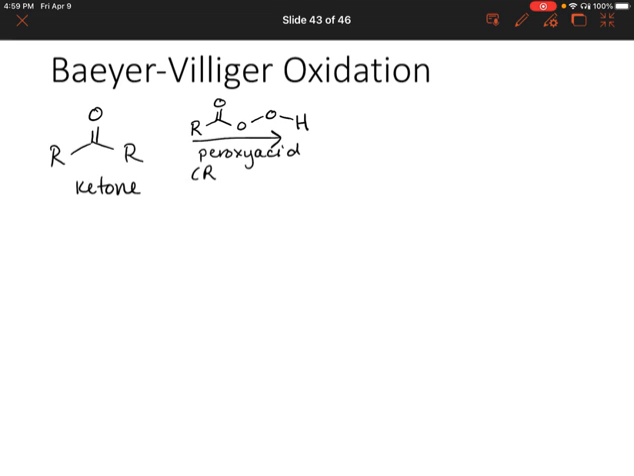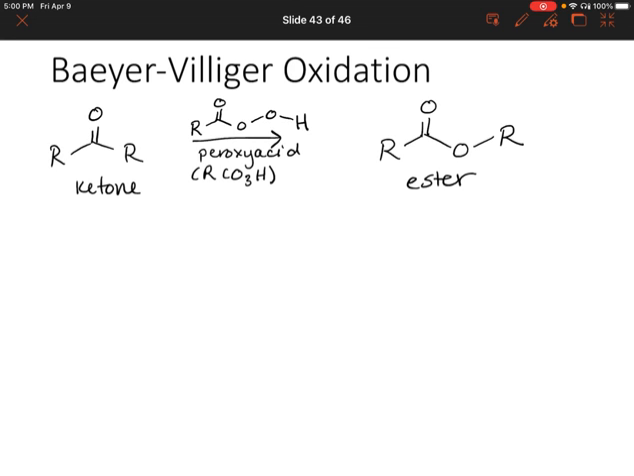And you can abbreviate this RCO3H. So that R group could be a methyl group, ethyl. The important part though is that oxygen-oxygen bond. Now, what's really interesting about this reaction is we're going to essentially insert another oxygen into our ketone. So we're going to end up with an oxygen kind of adding right in between the carbonyl carbon and the alkyl group. So we end up with an ester.